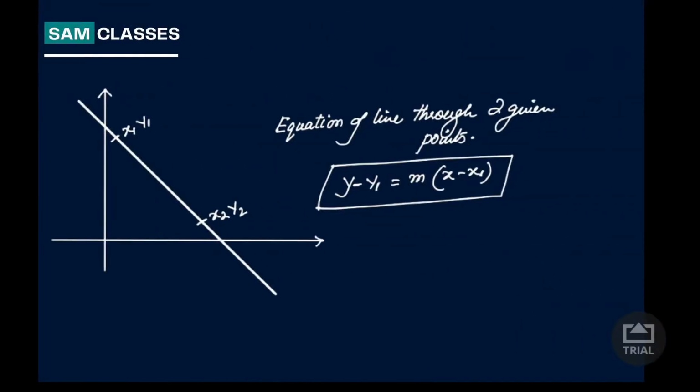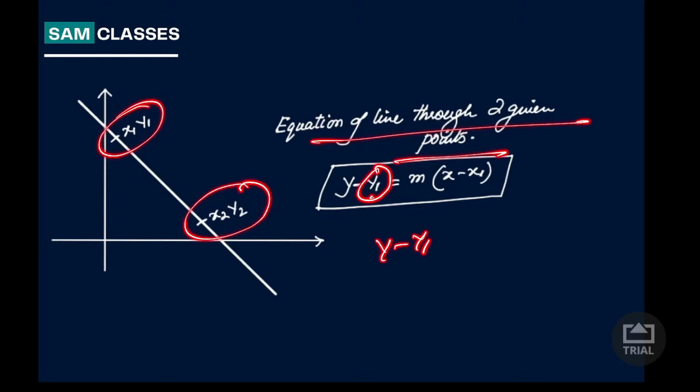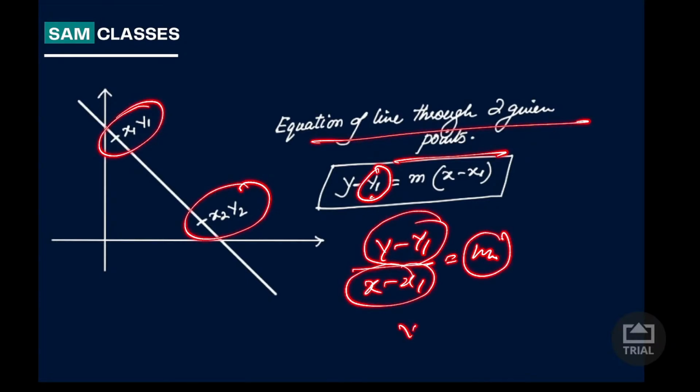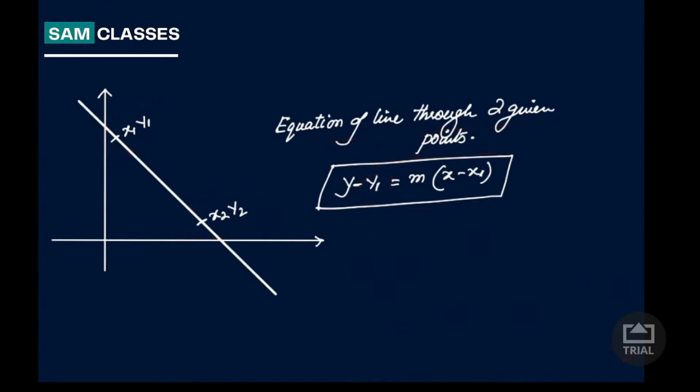Next is the equation of a line through two given points. This is all we know. Just so that at the time of writing you become more familiar and you are able to draw the graph and find the area without any hesitation. So if they have given us 2 points x1 y1 and x2 y2, how to write the equation of the line? Take any point: y minus y1 by x minus x1 is equal to the slope. This is the only equation we can write: y minus y1 equal to m times x minus x1. Clear everyone?